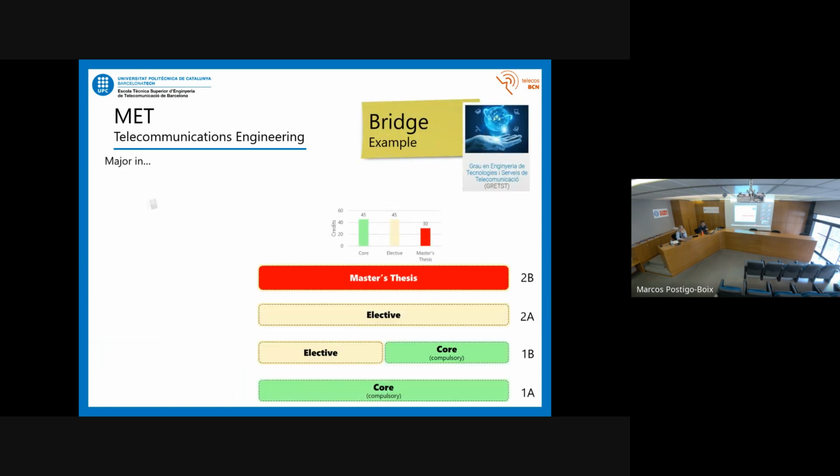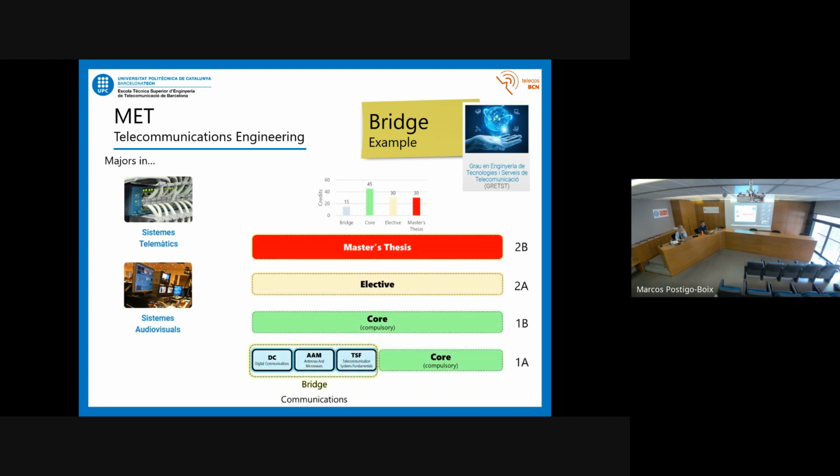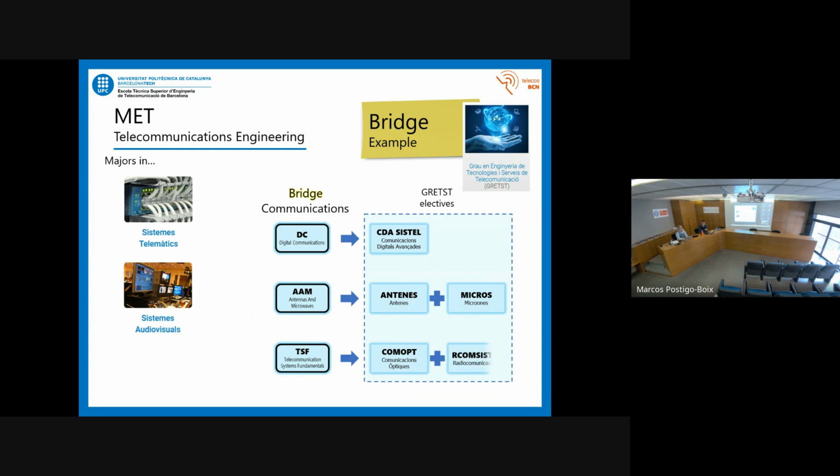For example, let's see the example of the bachelor's degree in telecommunications in this school. If you come from the major in sistemas de telecomunicación, you don't need to follow any bridge. But if you come from the majors in sistemas telemáticos or sistemas audiovisuales, you need to follow a bridge of 3 subjects that are the C, AAM, and TSF. Why do you need to follow this? Because these subjects are going to give you the competencies that a telecommunications engineer has to have on digital communications, antennas and microwaves, and telecommunication systems.